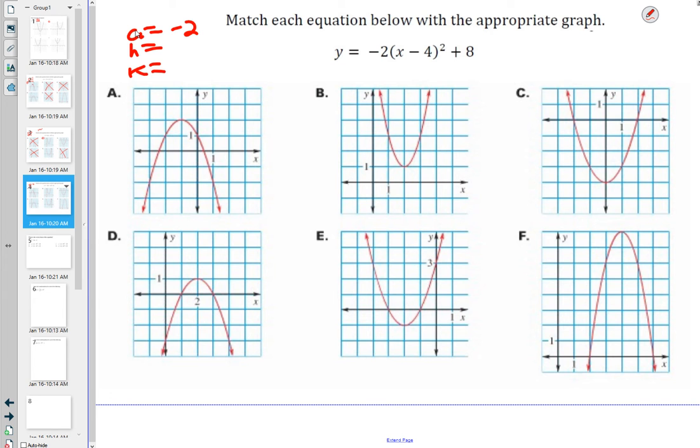H here is, and K is. So we know it's going to be facing down. It should also be a little bit skinnier, tall and skinny, compared to the parent parabola. Which one here has the vertex at 4, 8? Yeah, also notice how F looks a little bit more stretchy, vertically stretchy than A and B.